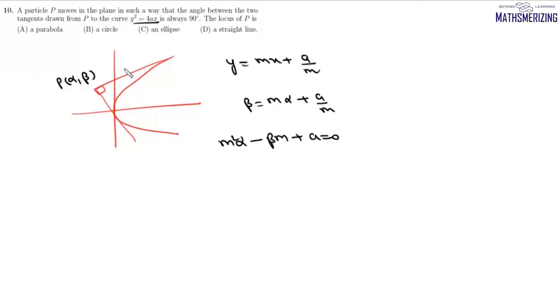Now we are given that these two tangents are perpendicular. If the tangents are perpendicular, then the product of slopes is -1. So here we'll get this condition that m1 into m2 is -1. Now m1 into m2 is nothing but the product of roots, which is c upon a. So which is a upon alpha is equal to -1. That is alpha equals minus a. So the locus of this point P is x equals minus a, which is nothing but the directrix of this parabola, and it is a straight line, which is your option D.